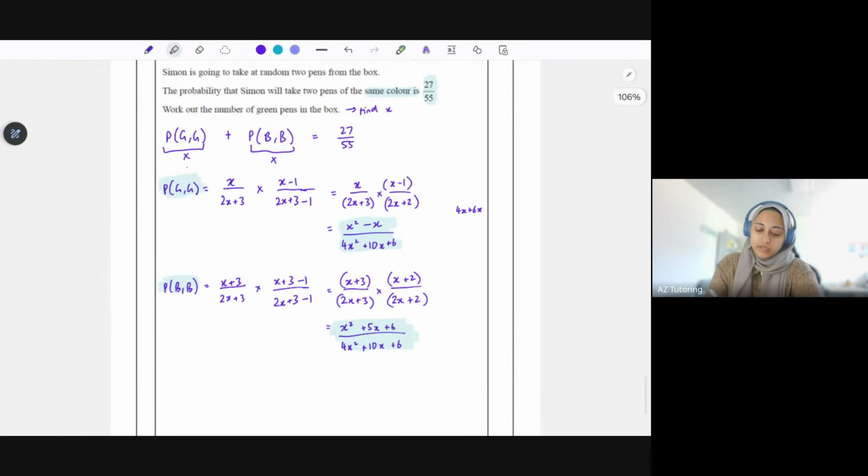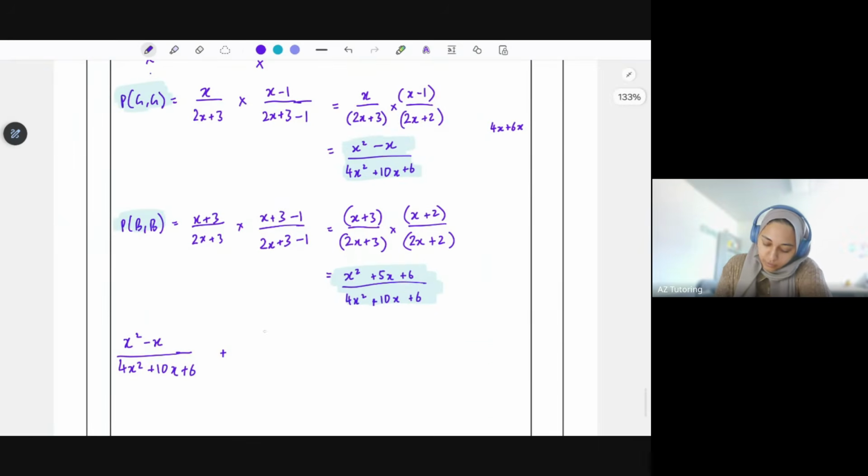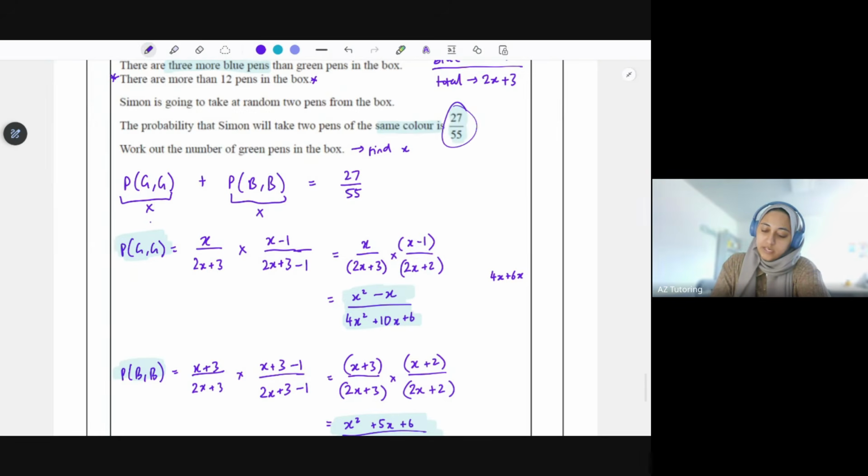So what I now need to do is add these two together. So the probability of getting green, green, the probability of getting blue, blue, we add them together. So that's what I brought up here as well. And the two added together gives you 27 over 55 because it's told you that in the question. So the probability of it being green is x squared minus x over 4x squared plus 10x plus 6. We're adding that to the probability of blue, blue, which is what we've just found, x squared plus 5x plus 6 all over 4x squared plus 10x plus 6. And we know that equals 27 out of 55.